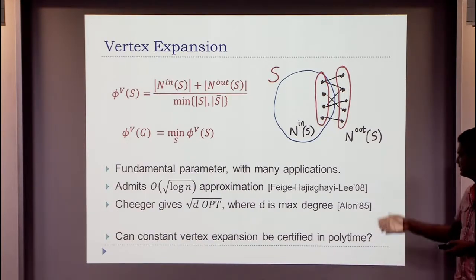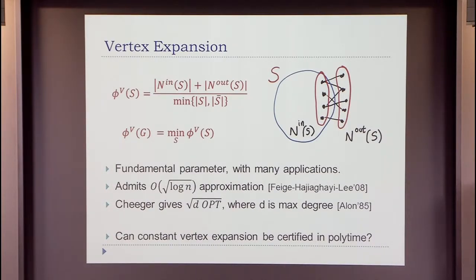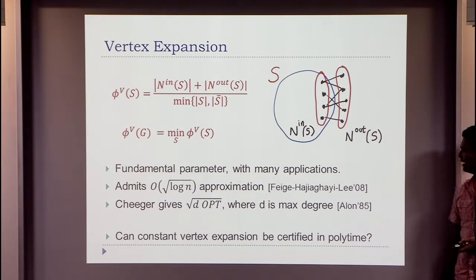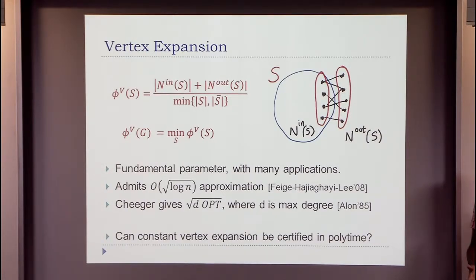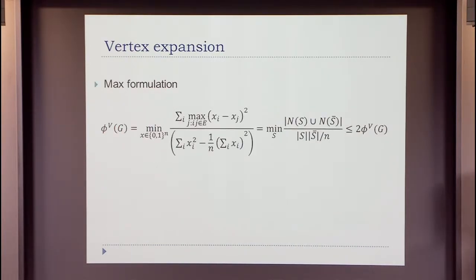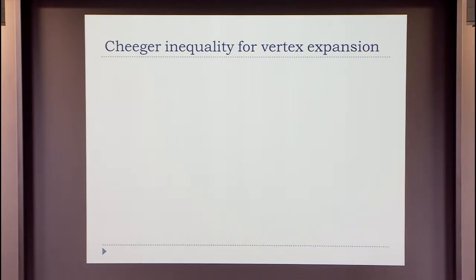But what if the degree is a parameter that's growing independent of whatever approximation you want? Here's a question. I have a graph. It's a vertex expander of expansion, let's say 0.1. Can you certify that its expansion is at least 0.001? I want a polynomial size proof that its expansion is at least 0.001. You can do this for edge expansion. So what should we do?